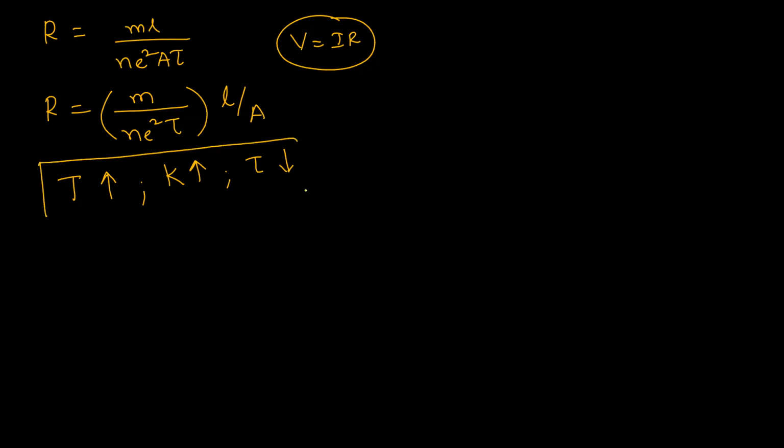So that is the reason why, when R is introduced as a constant of proportionality, what is supposed to be constant? The temperature. That is why the statement always starts by saying that the temperature of the conductor is kept constant, then the potential difference and the current are proportional to each other. Able to understand?